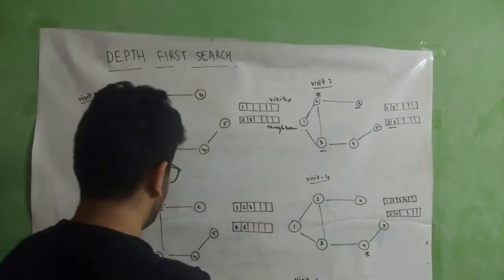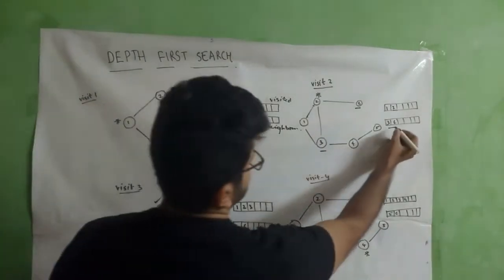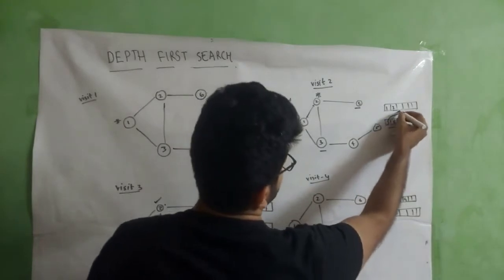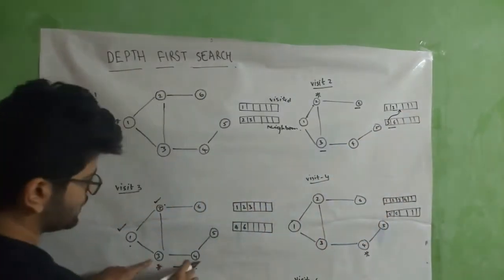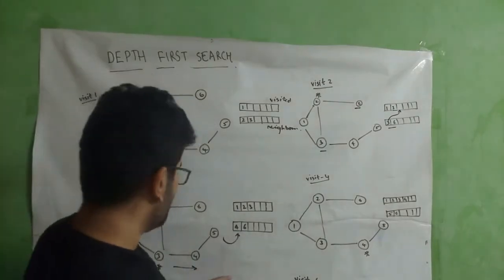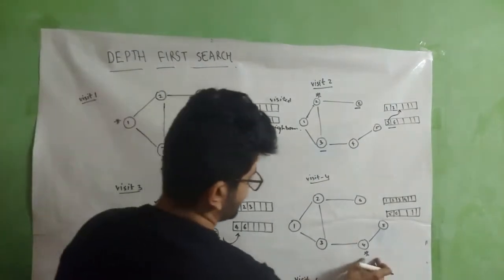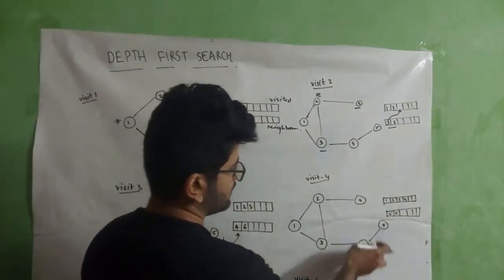So I've visited 1, 2, and 3. 4 and 6 are the ones in the stack. There was 3 and 6 here, 3 was visited, so there's 6 remaining. After 3, 4 got into the stack. So 4 and 6 are in the stack here. Now from 3, there's only one vertex which is unexplored, which is 4. So I'm going to 4. I'm currently at 4.